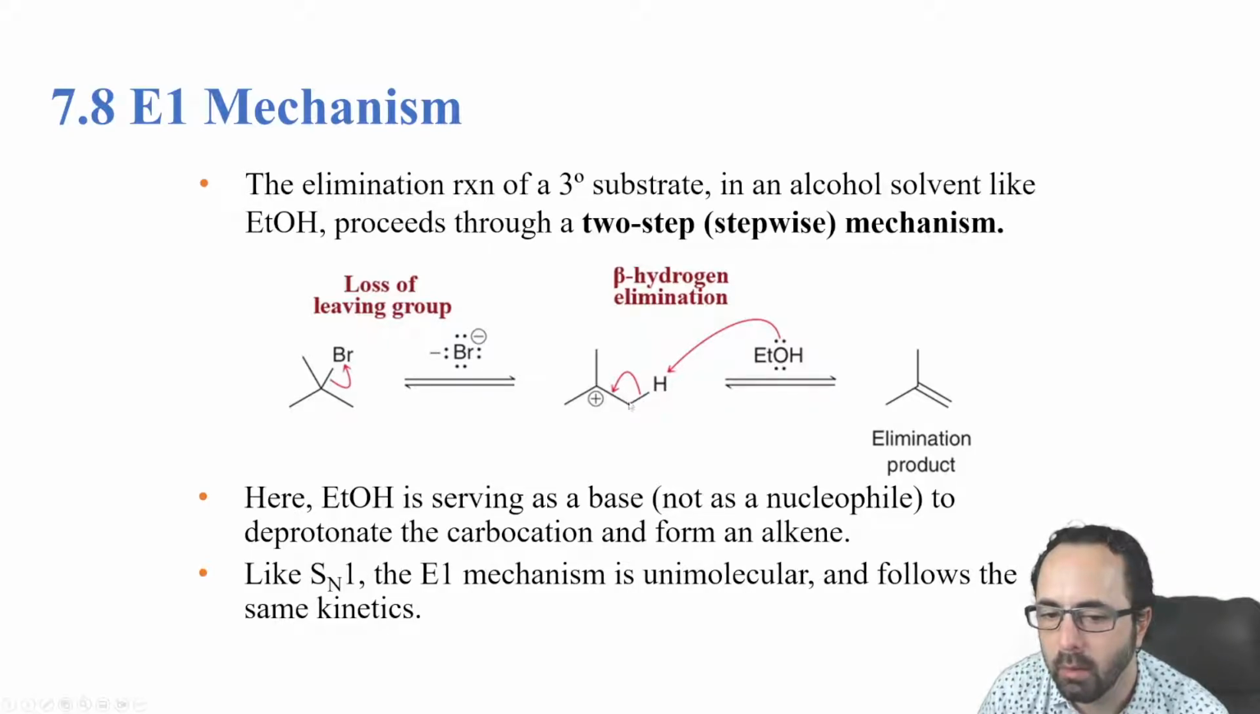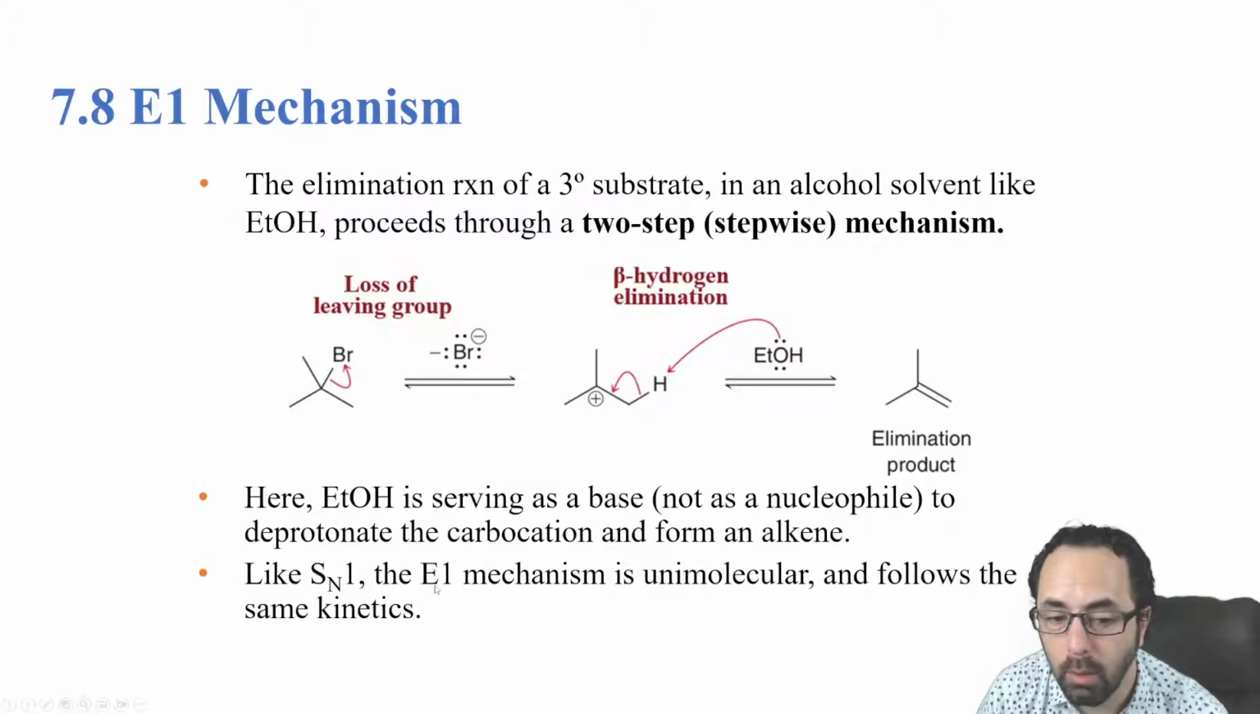This is the alpha carbon, this is the beta carbon. And so we have a proton transfer. This lone pair here makes a bond to the hydrogen. These electrons are left behind, forming the elimination product. So here the ethanol is acting like a base. It's removing a proton.